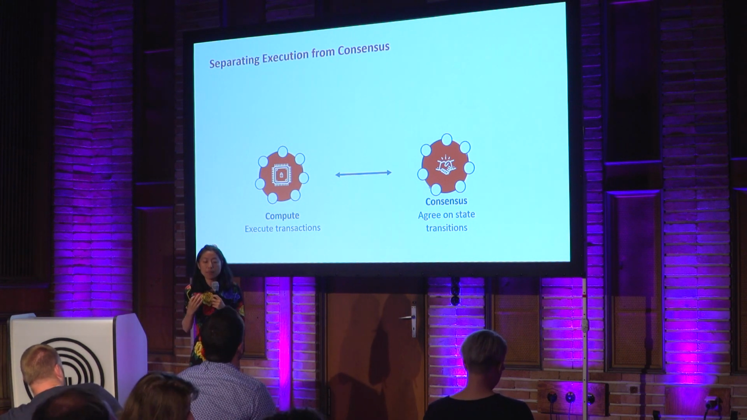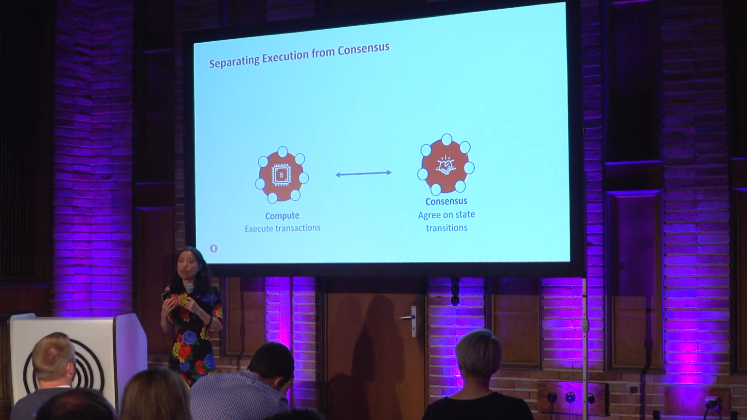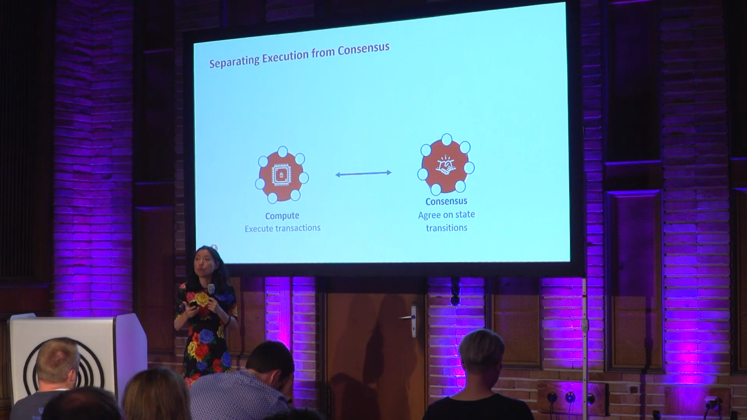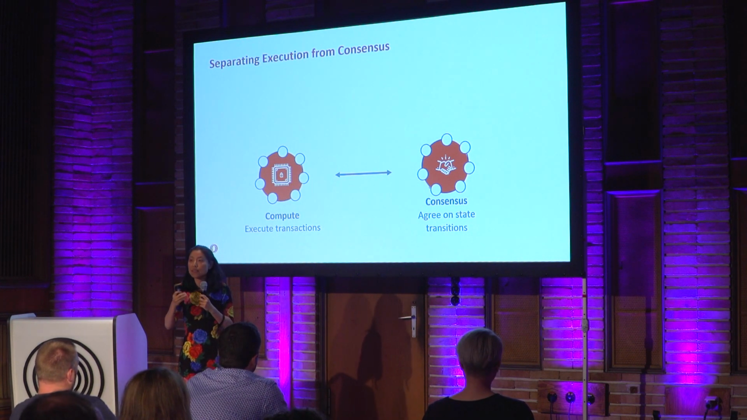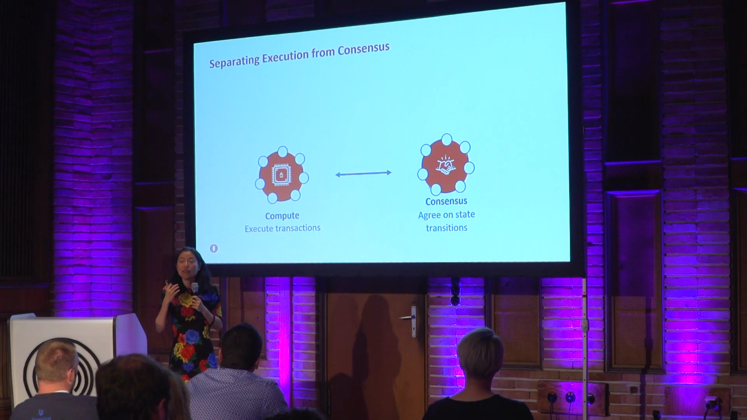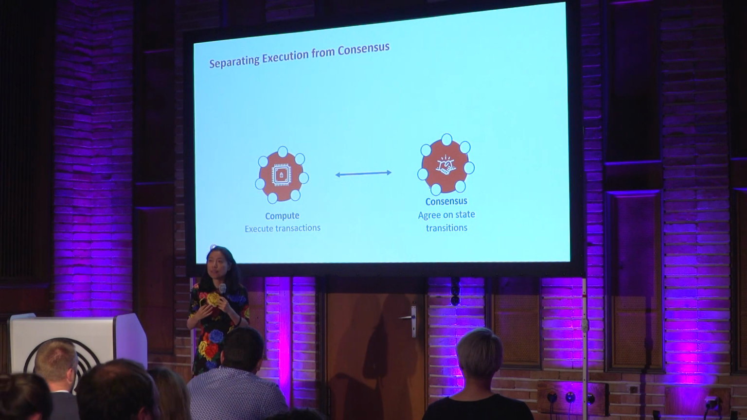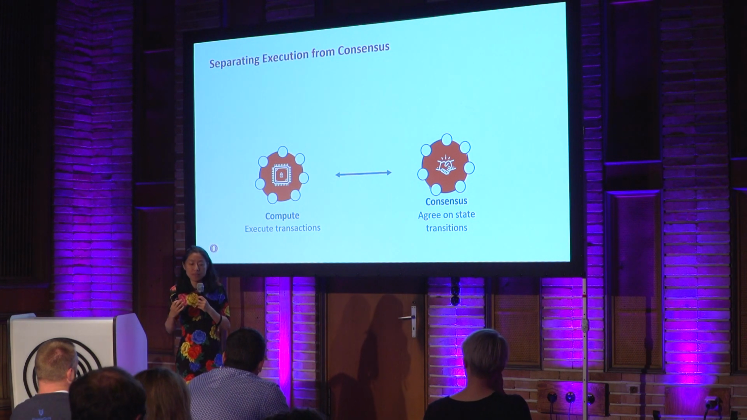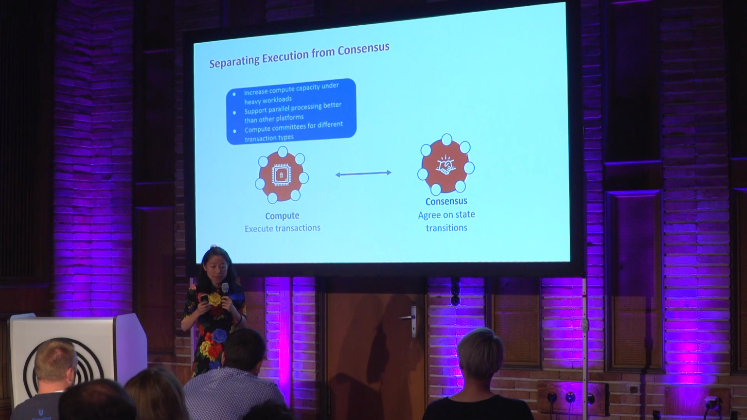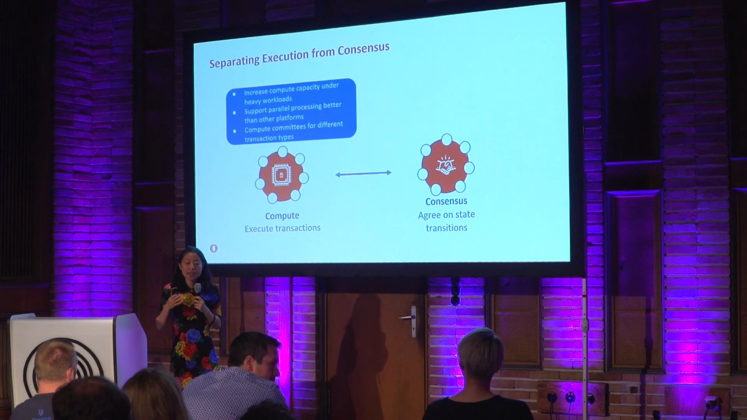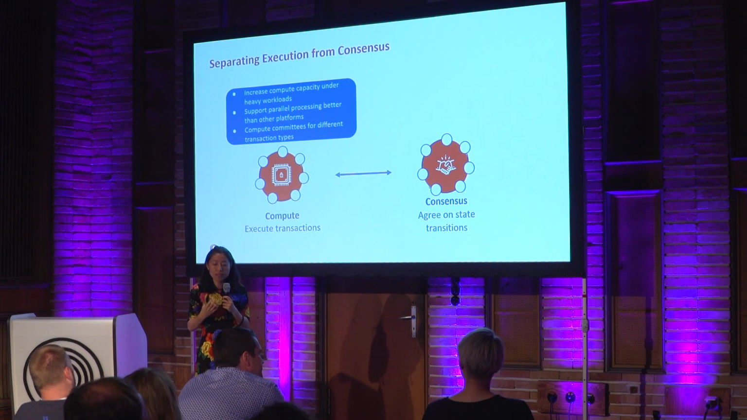We call this separating execution from consensus. So essentially, we decouple these three key functionalities, consensus, compute, and storage, into separate layers. In this way, each layer can scale independently, and hence we can significantly improve the overall scalability of the whole platform.